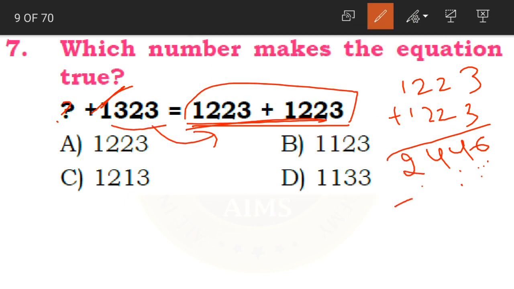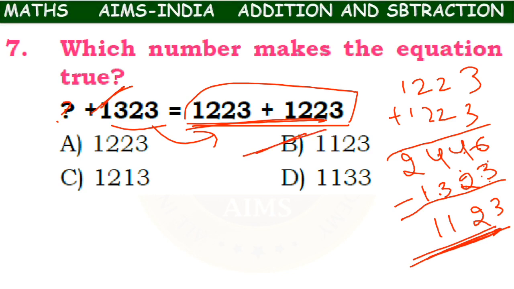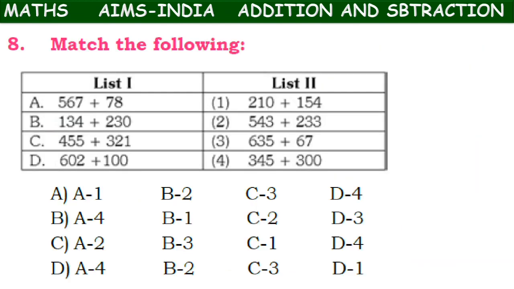So let us subtract 1323 from 2446. 6 minus 3, 3. 4 minus 2, 2. 4 minus 3, 1 and 2 minus 1, 1. What is the final answer, children? 1123. That is our option B. I hope this is clear. Just the same technique is applied, and yes, just based on this same technique so many questions are asked.